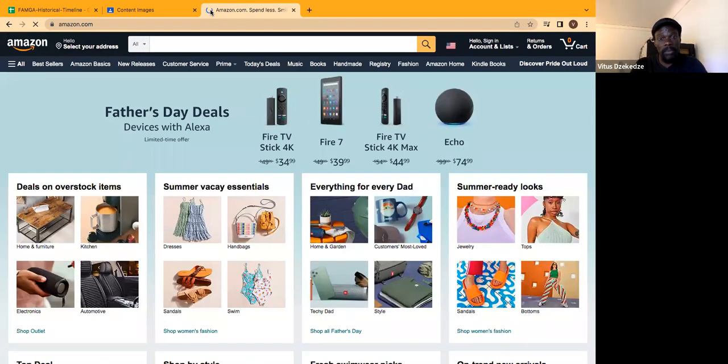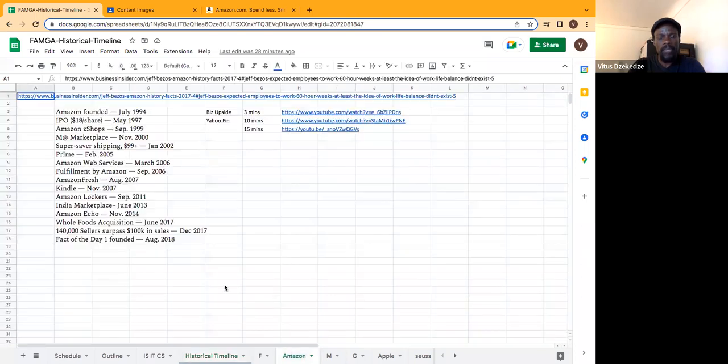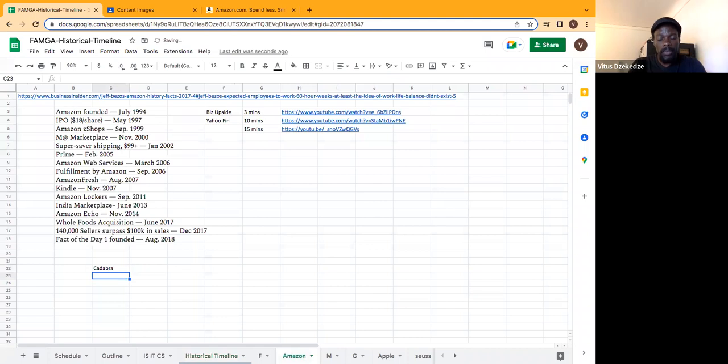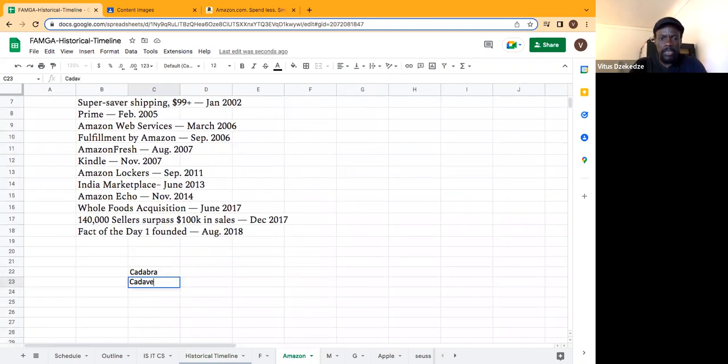They still own the domain name because Amazon before was supposed to be called Cadabra, like abracadabra. But when he called his lawyer to register the name, the lawyer heard cadaver. So Amazon was supposed to be called Cadabra, but what the lawyer heard was cadaver, which means a corpse.